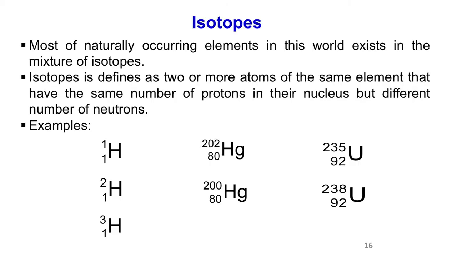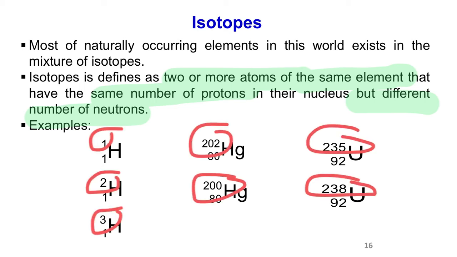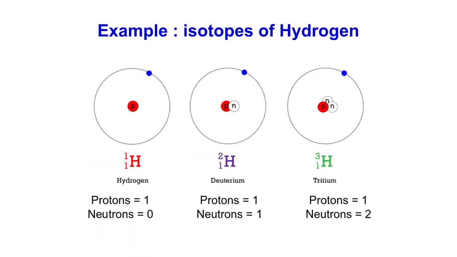Next, isotope. Isotopes are two or more atoms that have the same proton number but different neutron numbers. So these contribute to different nucleon numbers. Most of the elements do not have the same mass but still have the same proton number. For example, isotopes of hydrogen have the same proton number 1 but different neutron numbers.